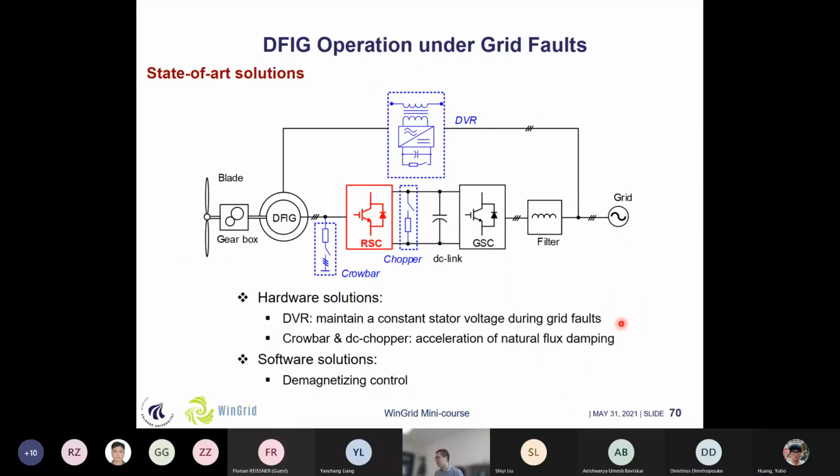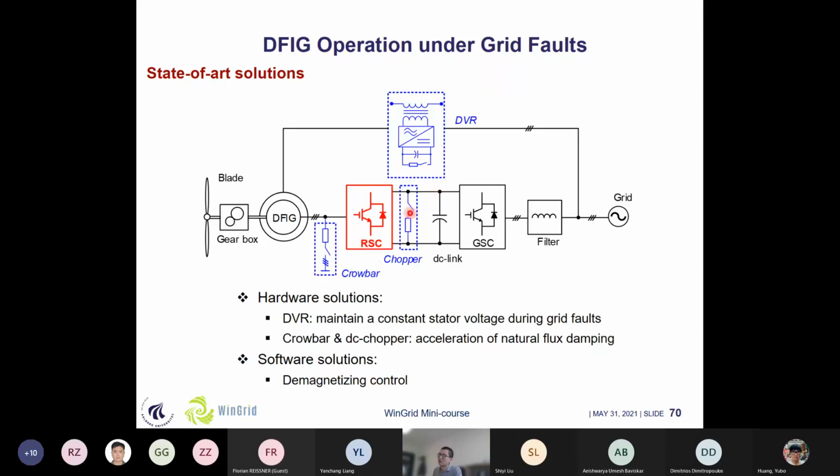In order to overcome the issues of this natural flux, there are some state-of-the-art solutions that can help this load side converter, and they can be divided into two parts. First is the hardware solution, and the second one is a software solution. The hardware solution can be realized by this DVR, which we call the dynamic voltage restorer. In case of grid faults, this DVR can provide some voltages that keep the stator voltage at pre-fault conditions. In this way, we could keep the natural flux out of the range.